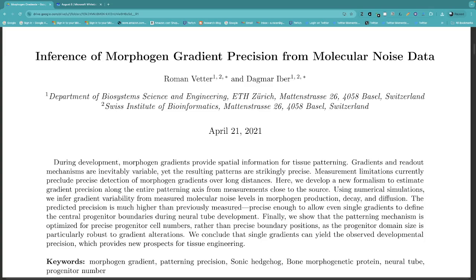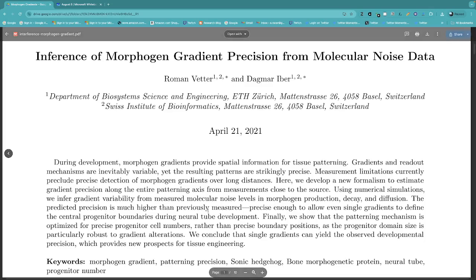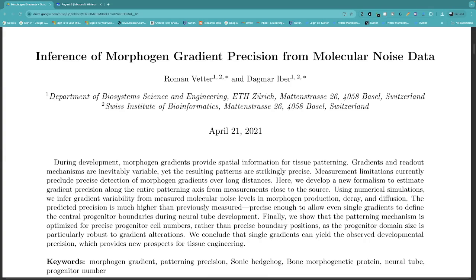So this is actually suggesting that despite all the noise that you might have, intrinsic noise in gene expression, this predicted precision is much higher, or at least it's much more robust. They don't really say that, but we can use this model and it's actually pretty predictive. This model is precise enough to allow even single gradients to define the central progenitor boundaries during neural tube development. So they pick the specific event in development, neural tube development, and they look at the central progenitor boundaries and they can actually predict those pretty well.